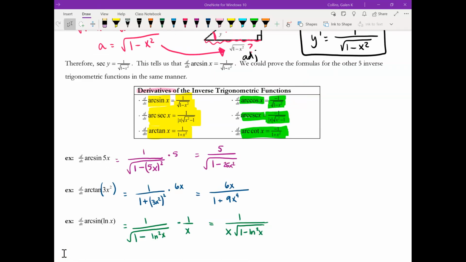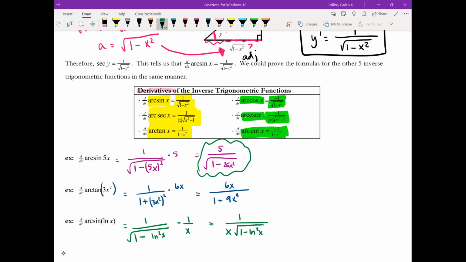So the thing we really got to watch out for is the chain rule. It'll get us every time. So when we take the derivative of the arcsine of 5x, it's going to be 1 over the square root of 1 minus the junk squared. So that 5x squared becomes 25x squared times the derivative of the junk, which is just 5. So for our final answer, we get 5 over the square root of 1 minus 25x squared.